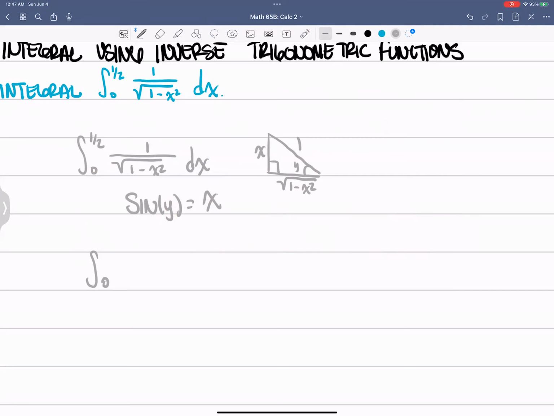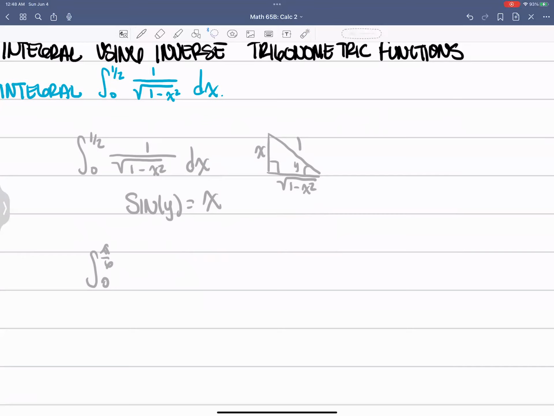Next, y is equal to sine inverse of 1/2. When is sine positive 1/2? It looks like it's going to be right here at pi over 6. All right, so we have that. Everywhere we see an x, we're going to put sine of y.